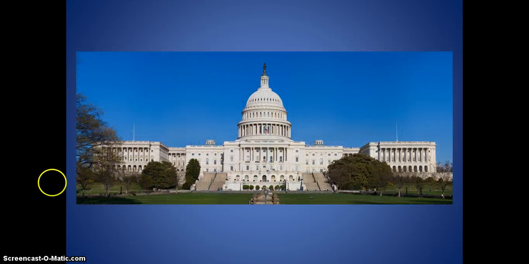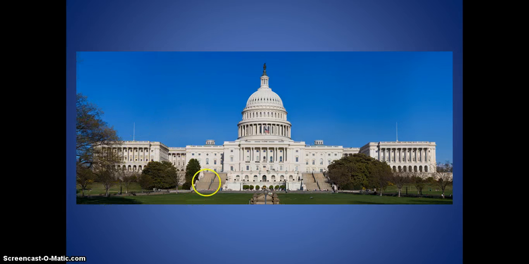Okay, this is the United States Capitol building. It's located in Washington, D.C., as we all know. But do you know what happens in this building? Can anybody guess? Well, what happens in this building is the United States Congress makes laws.